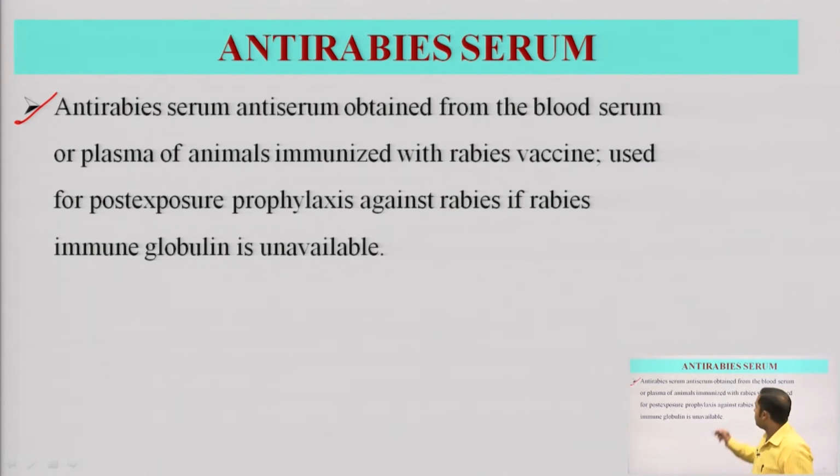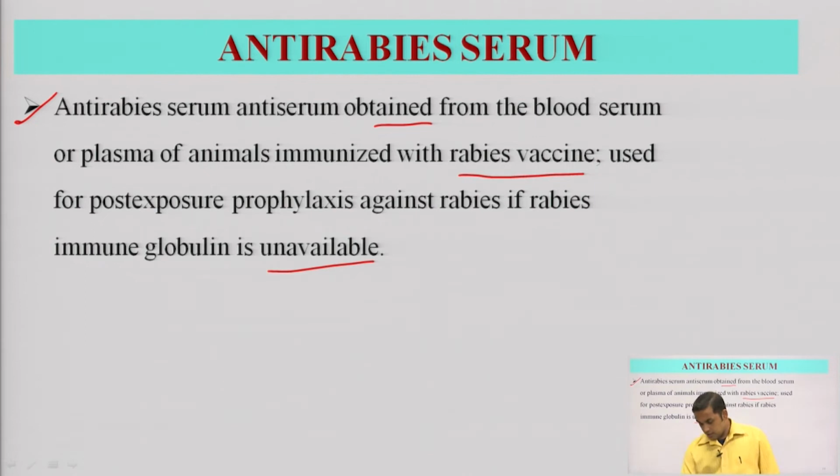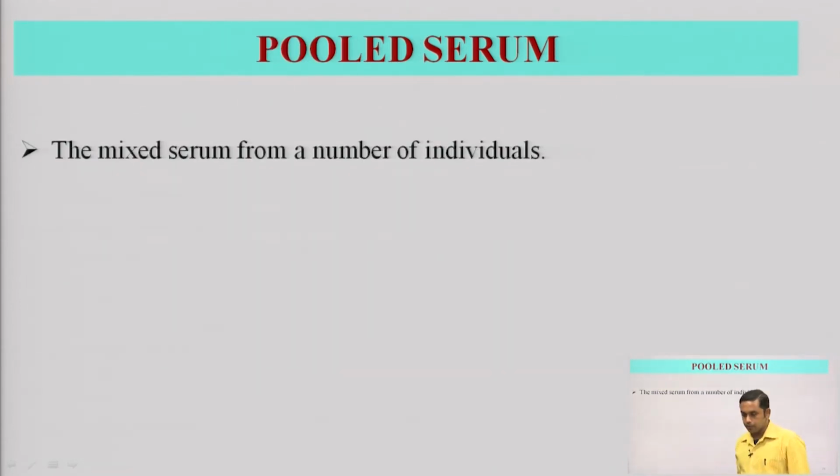This anti-serum you can obtain from the blood serum or plasma of an animal immunized with the rabies vaccine. If somebody is already vaccinated with the rabies vaccine, then obviously in his blood, plasma or serum we will be able to get those antibodies. So, it will be used for post-exposure prophylaxis against rabies, if rabies immunoglobulins are unavailable. You can also use pooled serum. This mixed serum from a number of individuals is another way you can use it.